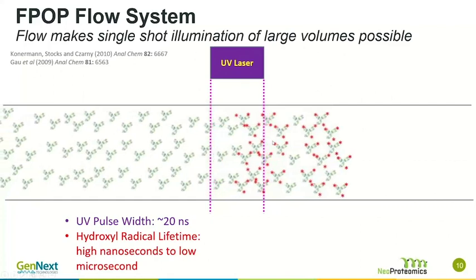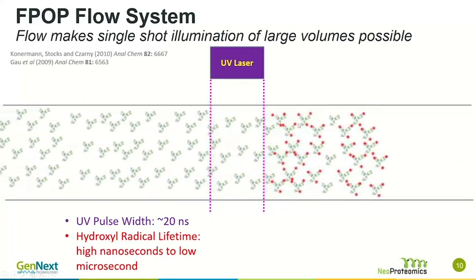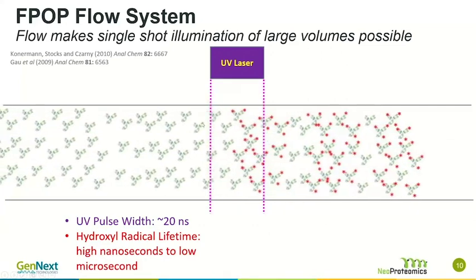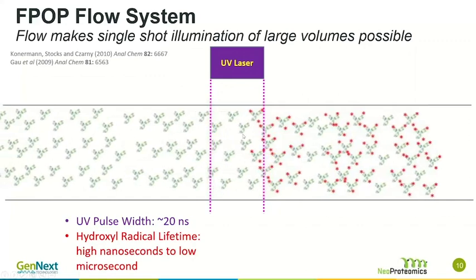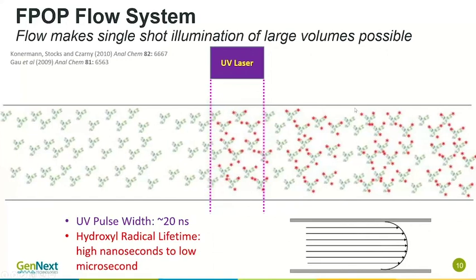And what you'll see is that we're going to illuminate an area of our flow system, and then we're not going to illuminate it again. We're going to turn off, and then after that area has passed out of the path of the laser, we're going to illuminate again, illuminating another area. But we have this region here that's not illuminated.